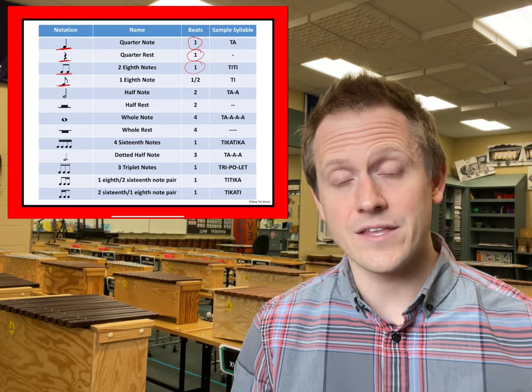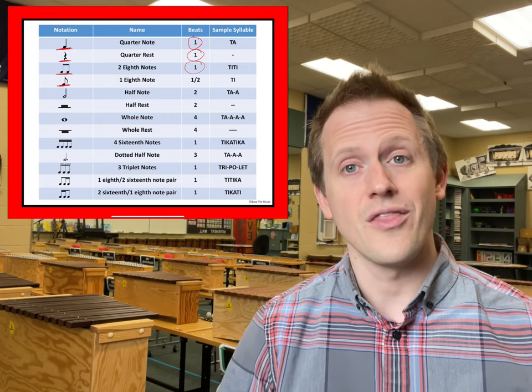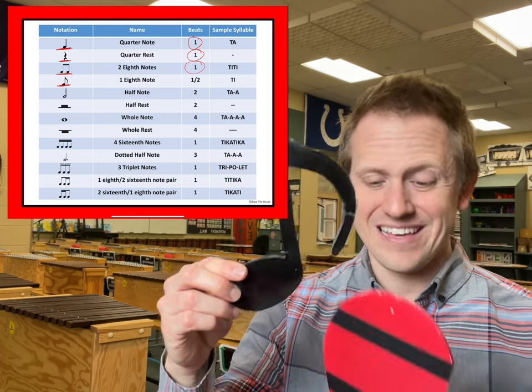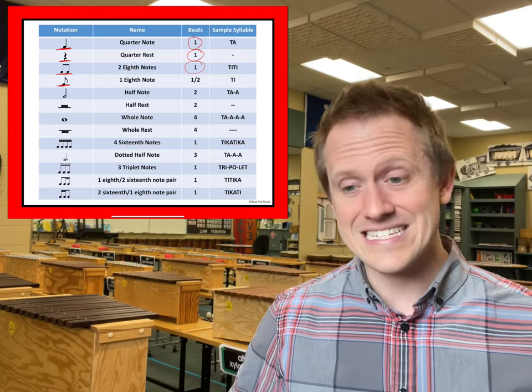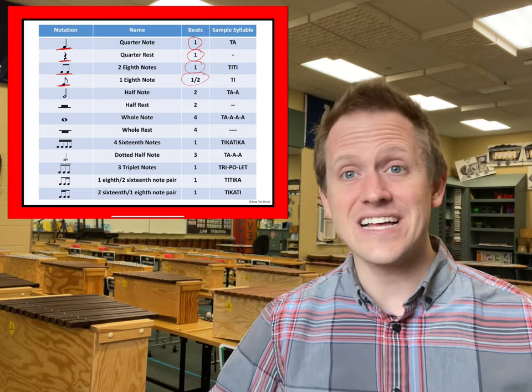Now, if two eighth notes filled up a whole beat, then one eighth note by itself is only going to fill up half of a beat. And instead of saying ti-ti, it just says ti.